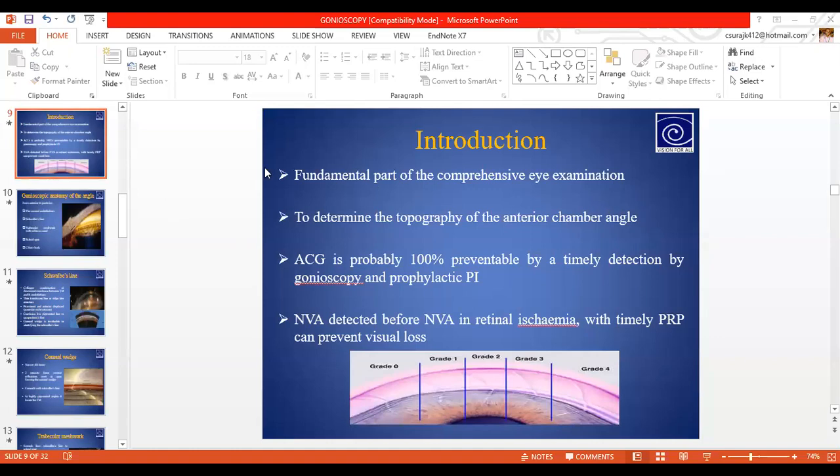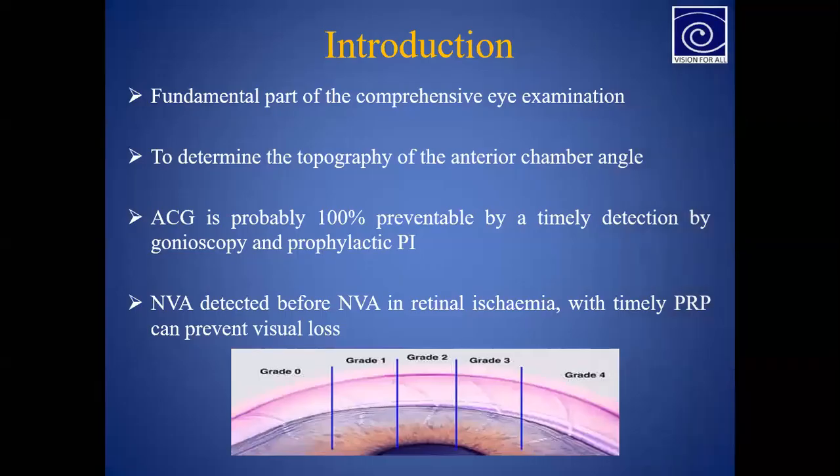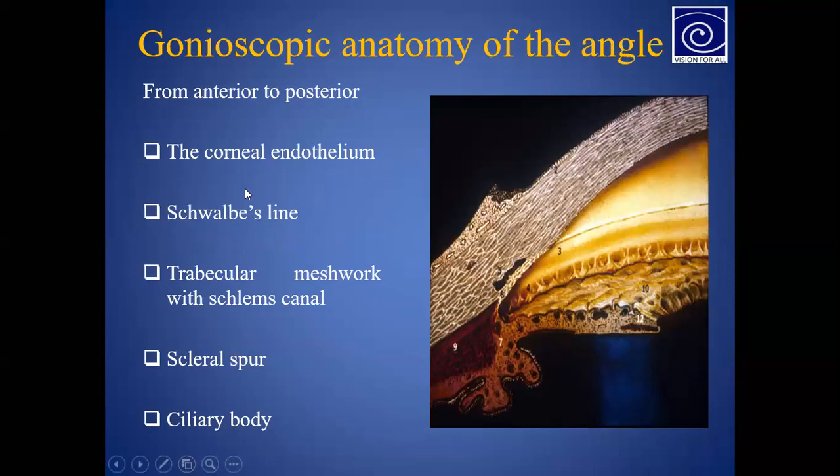So we'll just quickly go through these angle structures, how they will look through gonioscopy. Yeah, so these are the angle structures from anterior to posterior. First comes Schwalbe's line, then the trabecular meshwork, then the scleral spur, and the last one is the ciliary body.